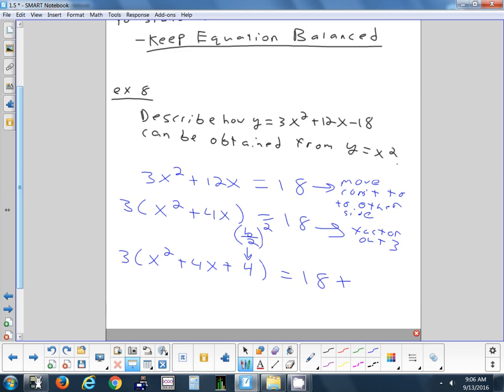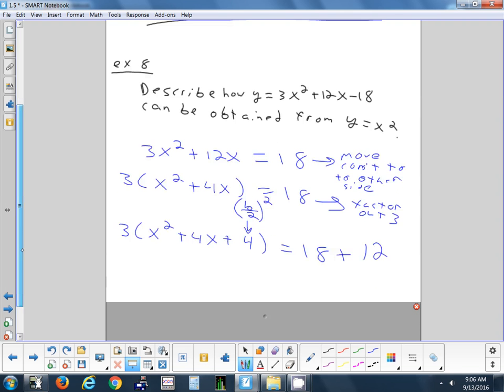Now, what did I just add to the left-hand side? 12. A lot of people miss that, right? I didn't add 4. I have this 3 on the outside, so I really added 12 to the left. So to keep everything balanced, I need to add 12 to the right. Sometimes you don't have to factor out a number. It's already nice, and x squared doesn't have anything in front of it. If that's the case, then you wouldn't have to worry about what we just did there. Okay? Whatever you put here is what you would put on the other side. But in this case, you really did add 12.